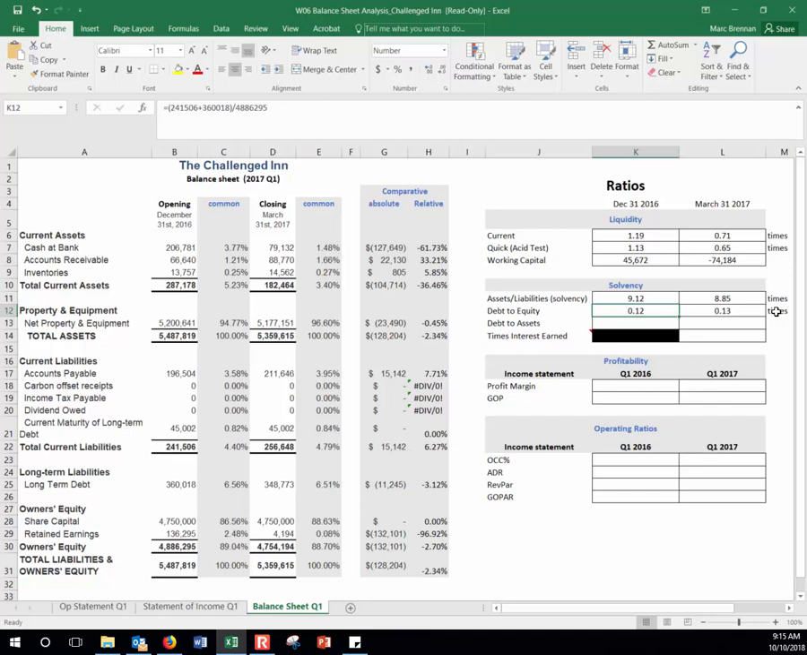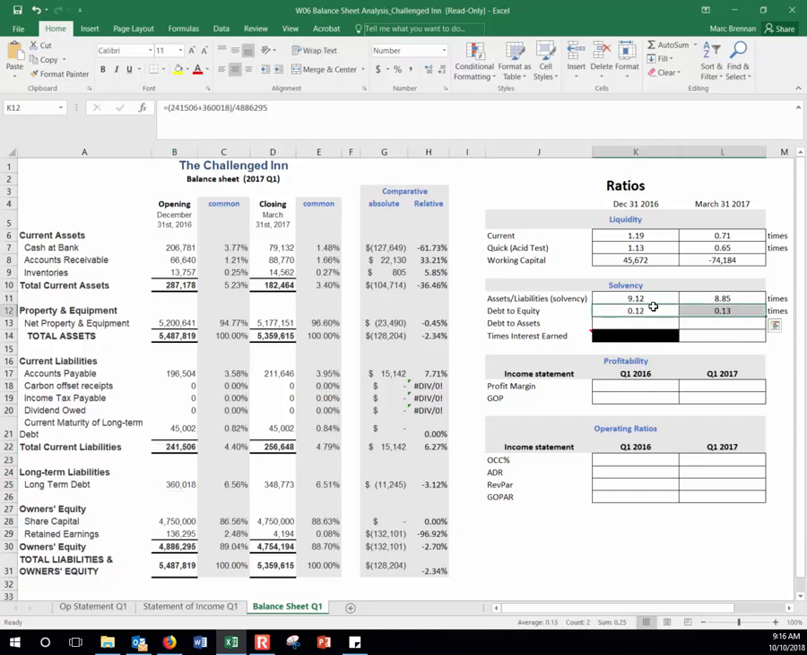Lenders look for numbers below 1, because that means you don't have much debt when you compare it to equity. So 0.12 times. Now, this is even a bit too low. You would want to take on a bit more debt as opposed to equity, because you're not using enough debt is what this number means.